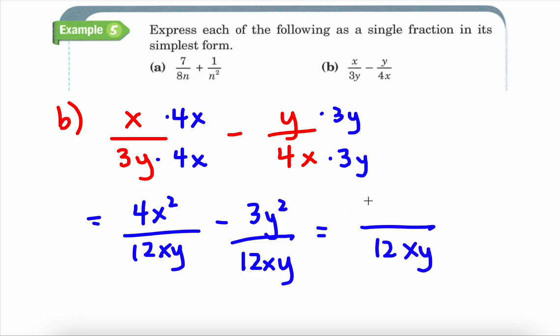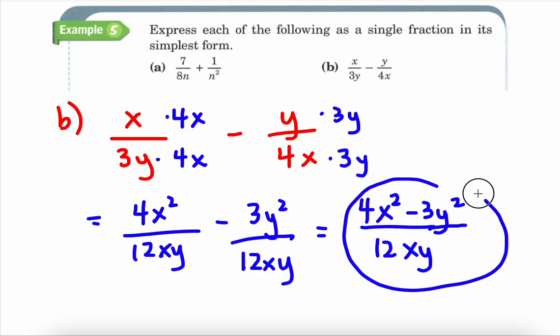We're only going to perform our subtraction, which is the operation in this problem, to our numerator. So at the end, we get 4x squared minus 3y squared over 12xy as our final answer. There's nothing else we could do. We can't take out a common factor or anything like that. So that's all we can do here. That's our final answer.